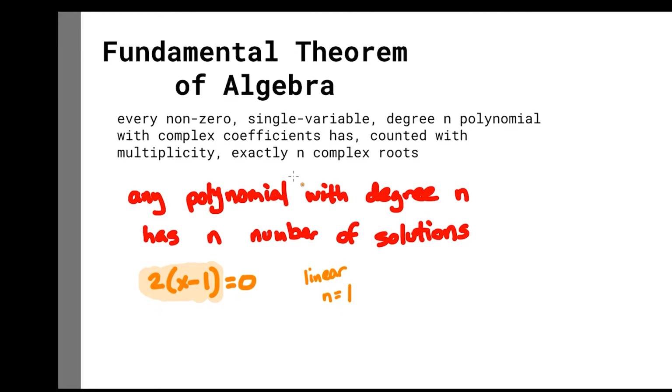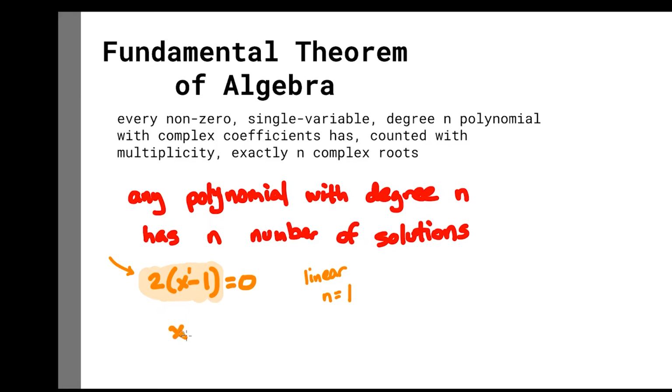Now what this basically means, based on the fundamental theorem of algebra, is there's going to be one solution to this equation. So there are a lot of words for a very simple concept. Whatever the power is for the polynomial, in this case it's x to the first, so n is equal to 1, that's how many solutions there are for that equation.